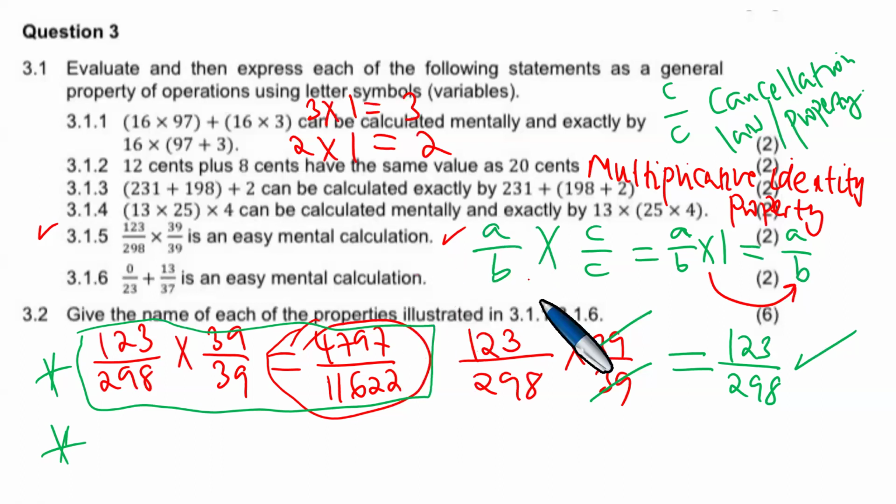So now we used the cancellation property to remove the C. But obviously the question said evaluate.